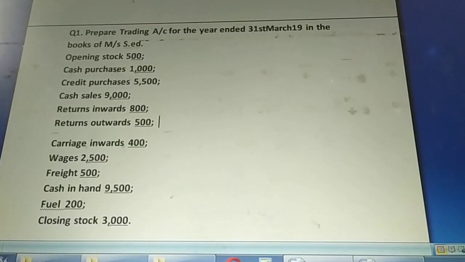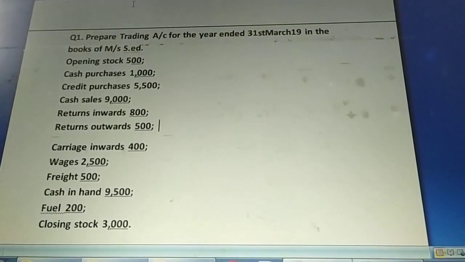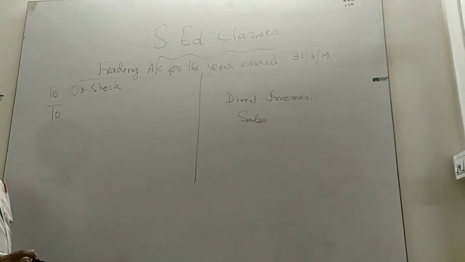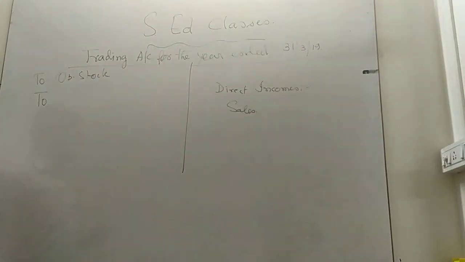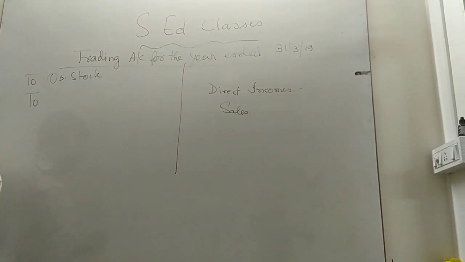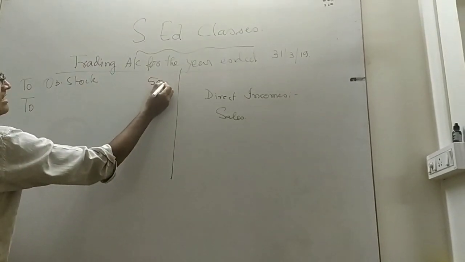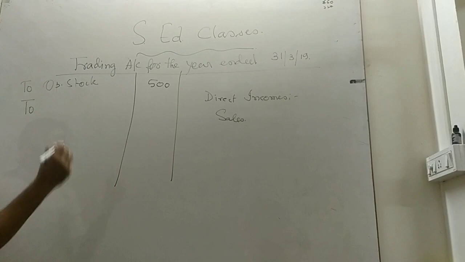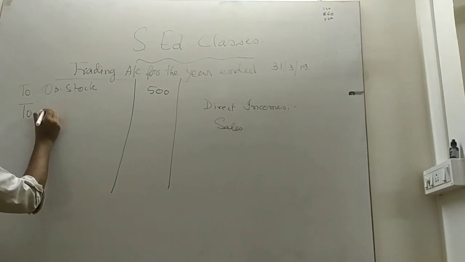Let's see how to prepare the trading account. You see, we will be recording all the expenses in the debit side as well as opening stock in the debit side. Students, you must take the screenshot of the sum so that you can easily understand when I am solving the sum. The opening stock is 500. We write in the amount column 500. Then there is the cash purchases. So to purchase.